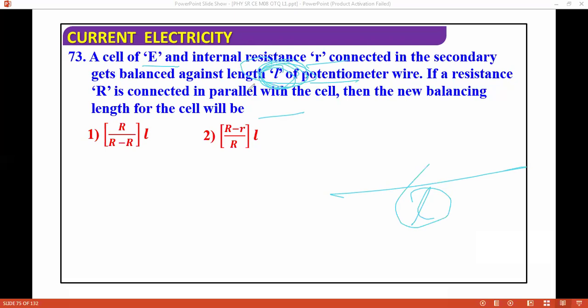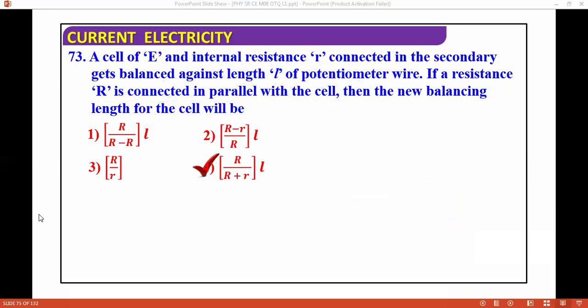You need to focus on this question. The balancing point is L. If a resistance R is connected in parallel with the cell, what is the new balancing length? The correct answer will be R divided by R plus r, into L. If you know, you know.